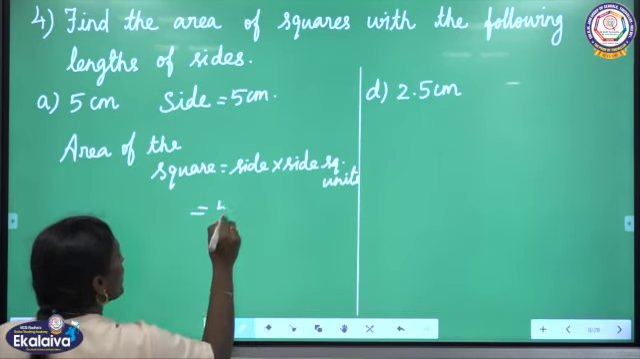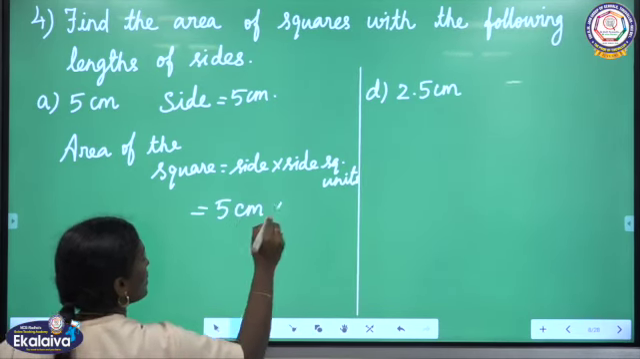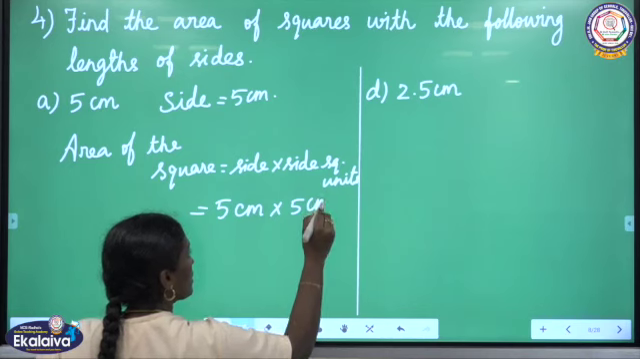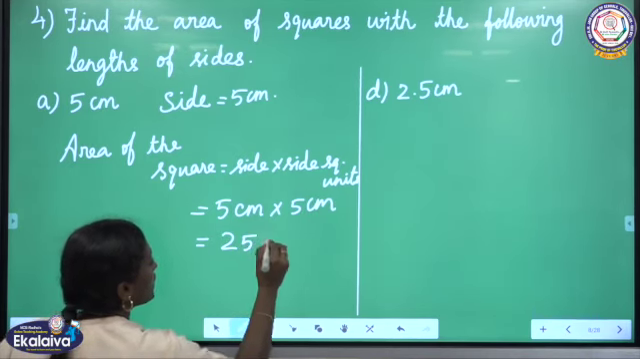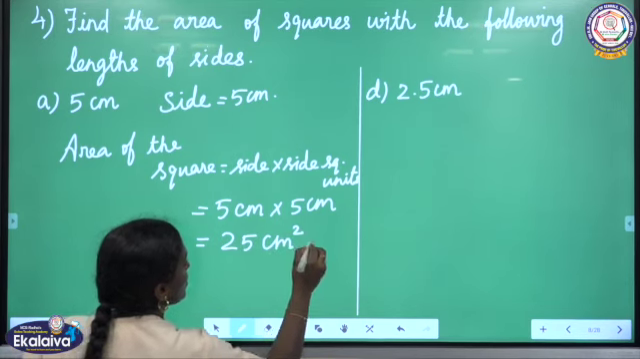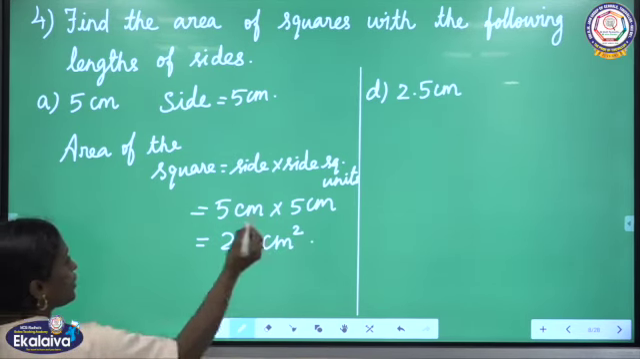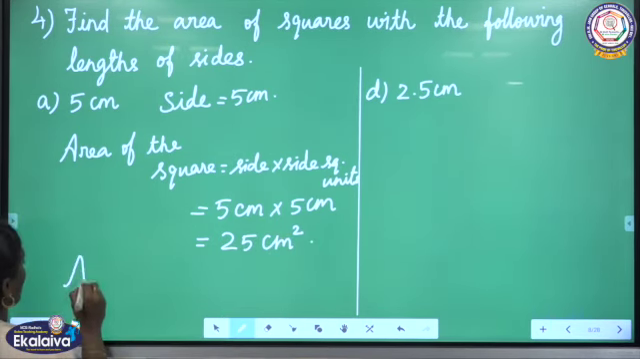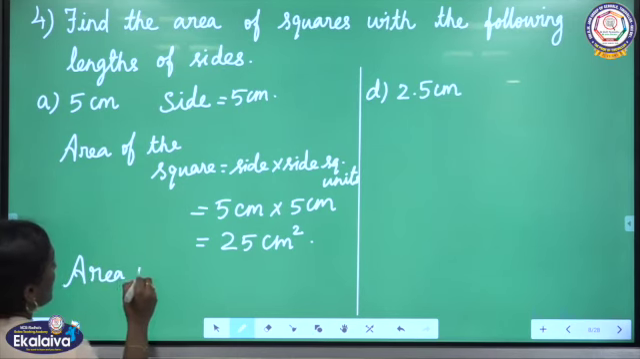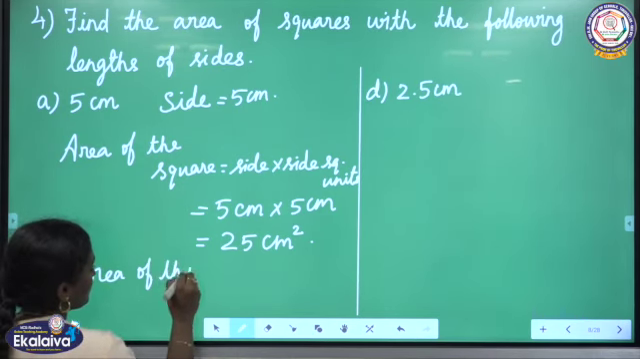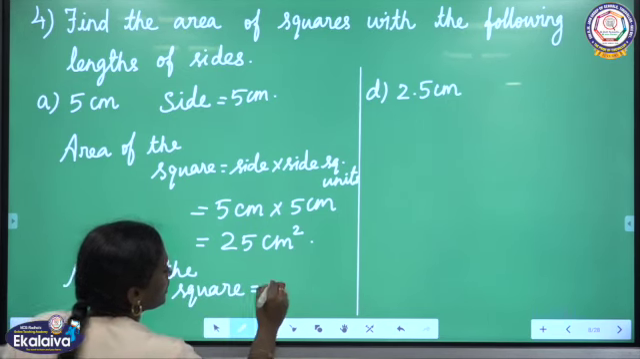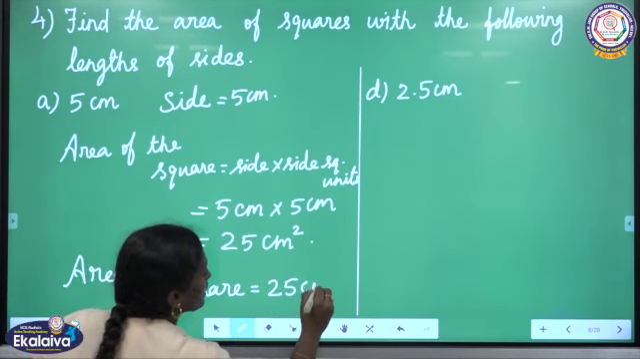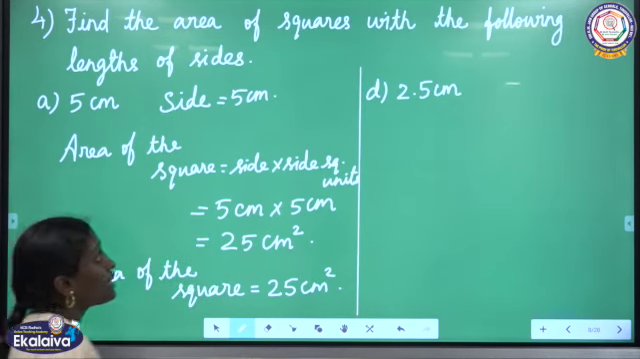So side is equal to 5 centimeter into 5 centimeter. 5 5s are 25. That is 25 centimeter square. Okay, centimeter into centimeter, centimeter square. So this is the area of the square. 25 centimeter square. Is it clear, children?